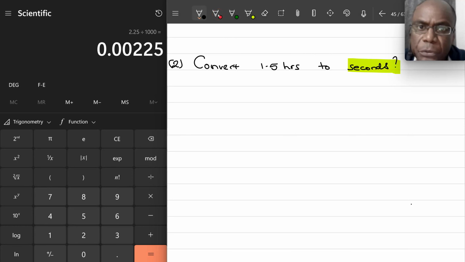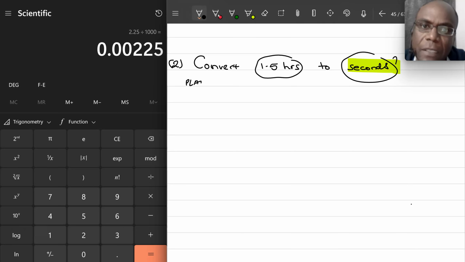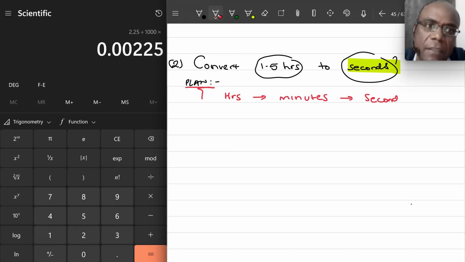In this example 2, we are asked to convert 1.5 hours to seconds. Now you and I know that our plan cannot just hop from hours to seconds. We have to go through minutes. So we'll have to convert our hours in our plan. We have to move from hours at least to minutes, and then after the minutes, then we can go to seconds. That's the idea. What are our conversion factors?